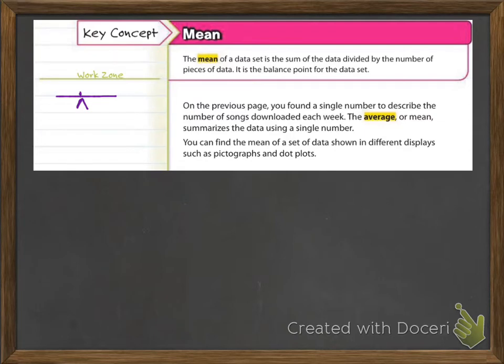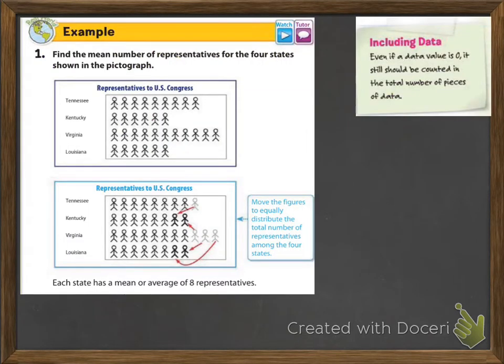So the mean of the data is the sum of the data divided by the number of pieces of data. That's very, very important. You want to know exactly how to do that. On the previous page, you found a single number to describe the number of songs downloaded each week. The average or mean summarizes the data using a single number. So you want to go ahead and put a circle around single number. You can find the mean of a set of data shown in different displays, such as pictographs and dot plots. So we're going to look at a couple of those now.